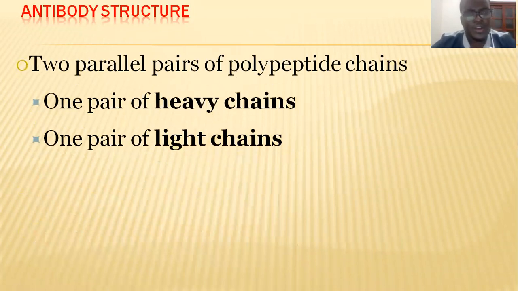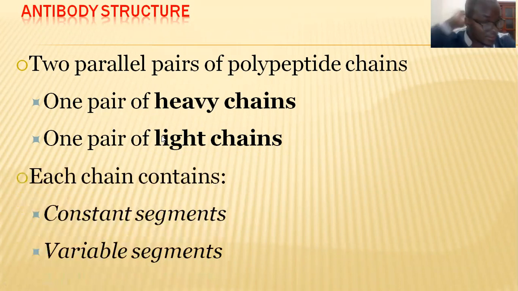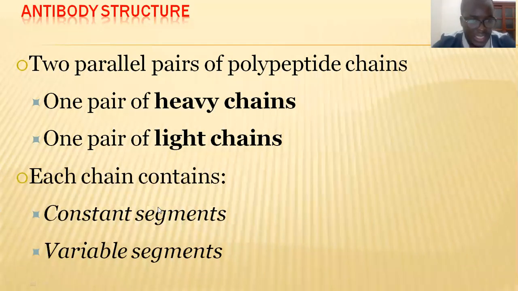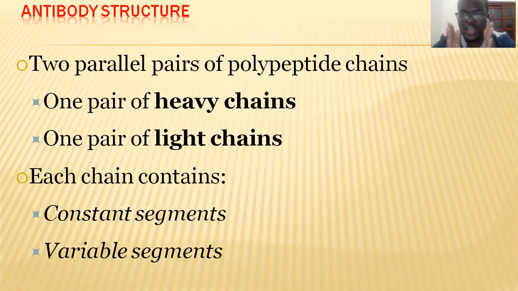So there are two pairs of polypeptide chains. There's one pair of heavy chains and another pair of light chains, like I said. So each chain contains a constant segment and a variable segment. A constant segment doesn't change for this antibody, but the variable segment is the one that is specific for a certain protein, which is an antigen.